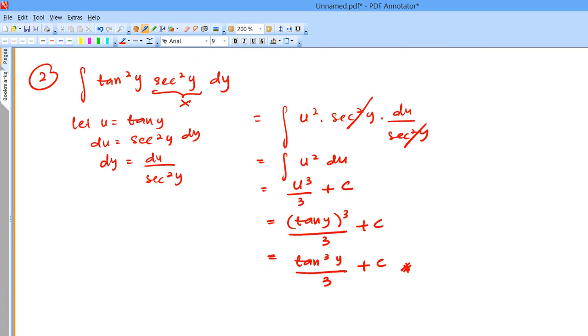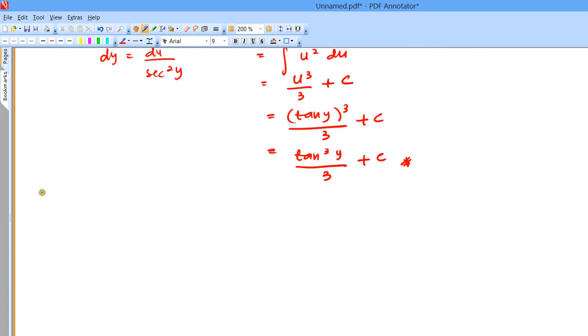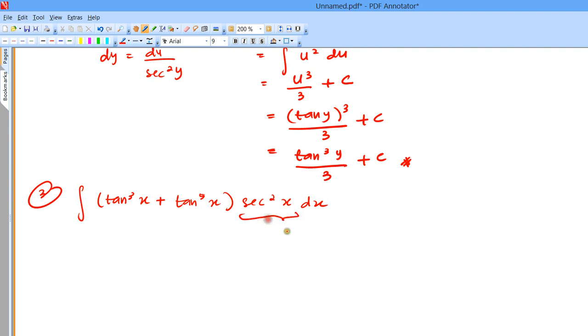Okay, next example. Integrate tangent cube x plus tangent power of 5 x times secant square x dx. Now we have a product of tangent and secant. Based on the table of differentiation on your right hand side, we can eliminate either secant square x or secant x times tangent x. For this problem, we have secant square x, so we can eliminate secant square x.